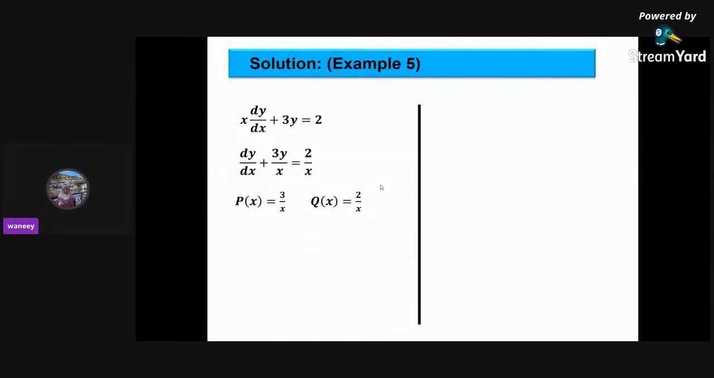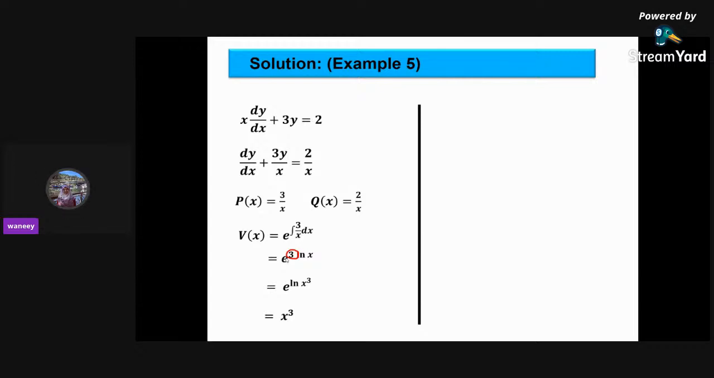The second step, we need to know the integrating factor, e to the power of integrate px dx. So we are supposed to integrate 3 over x dx. Integrating 3 over x will become 3 ln x. And then since we have a number in front of the ln, we can actually bring them up as the power. So it will become e to the power of ln x cubed. And this one can easily be simplified to become x cubed. So that is the second step where we are calculating the integrating factor.